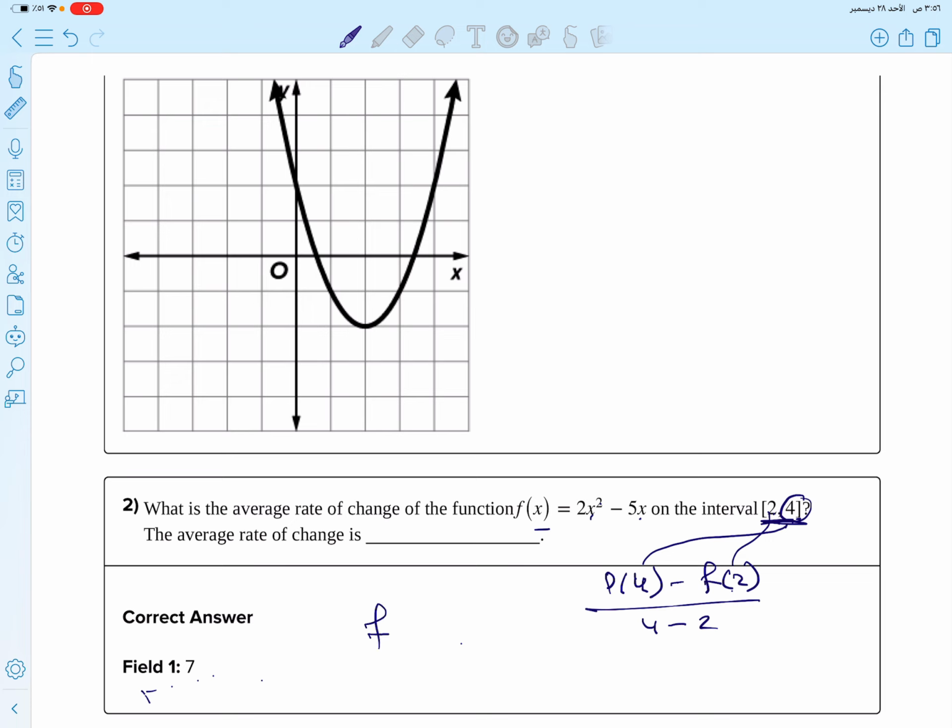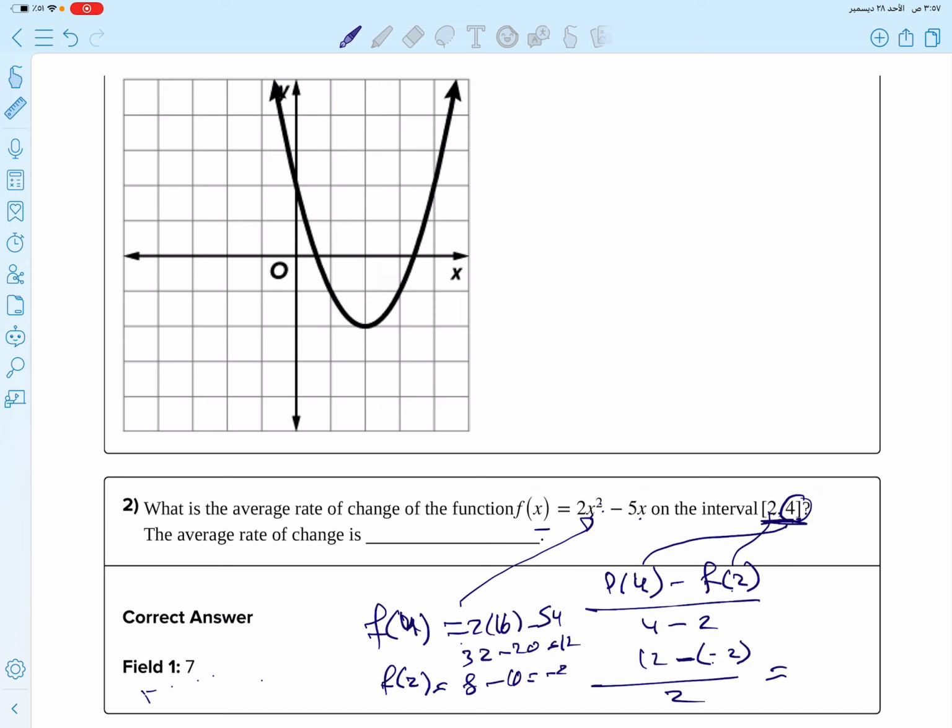Now f of 4. I need to plug it into the function here. 2 times 4 squared, 16, is 32, minus 5 times 4, 20, equals 12. So 12 minus f of 2, which is 2 times 2 squared, 8, minus 5 times 2, 10, which is negative 2. So it'll be 12 minus negative 2, and minus a negative will be positive, over 2. 14 over 2 equals 7.